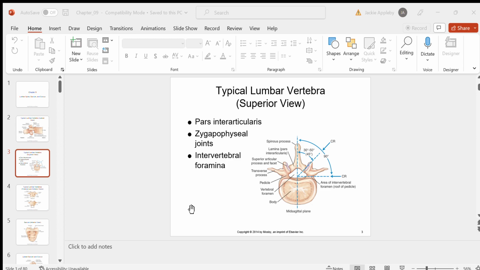So the lumbar spine, AP of the lumbar spine, is the projection where you're going to want to look at those spinous processes. So that's what's in this image labeled as C.